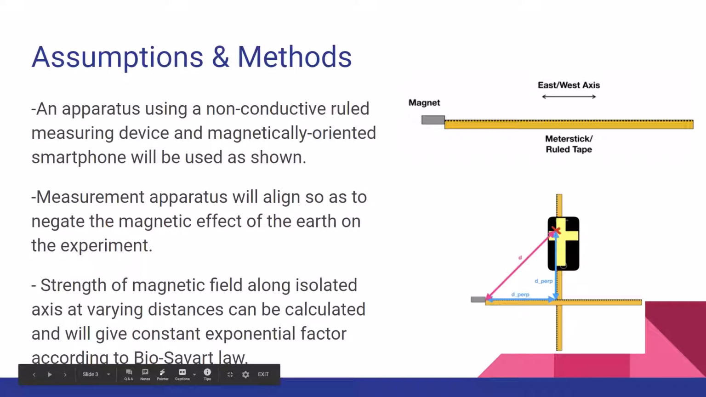Some assumptions and methods. Basically, an apparatus was constructed using a non-conductive ruled measuring device, such as a yardstick, and a magnetically oriented smartphone, as shown below. The measurement apparatus will align so as to negate the magnetic effect of the Earth on the experiment, and the strength of the magnetic field along isolated axes at varying distances can be calculated, and will give a constant exponential factor according to the Biot-Savart law.